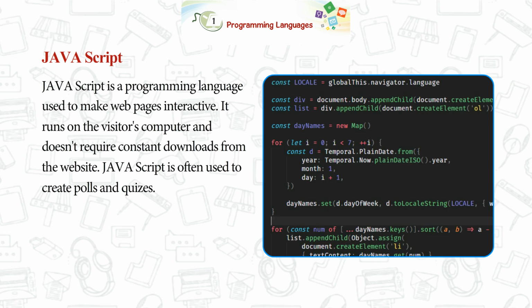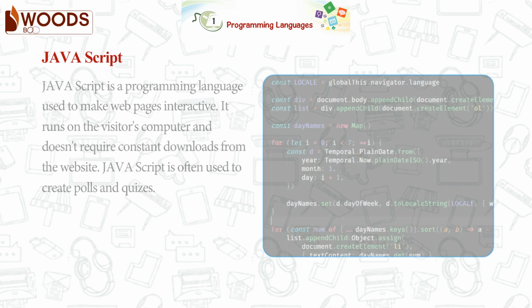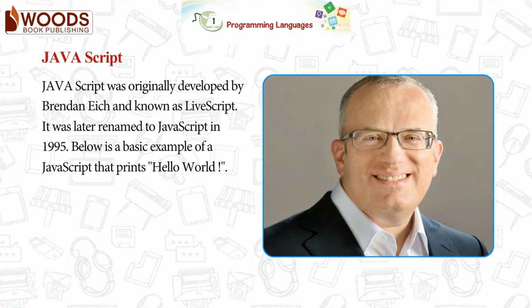JavaScript. JavaScript is a programming language used to make web pages interactive. It runs on the visitor's computer and doesn't require constant downloads from the website. JavaScript is often used to create polls and quizzes. JavaScript was originally developed by Brendan Eich and known as LiveScript. It was later renamed to JavaScript in 1995. Below is a basic example of a JavaScript that prints Hello World.